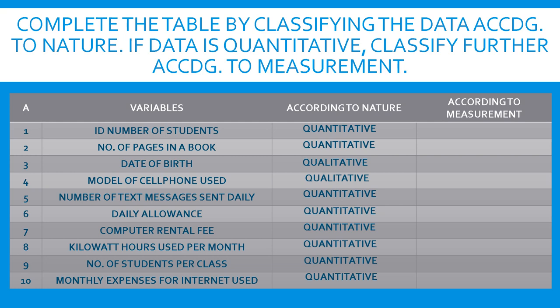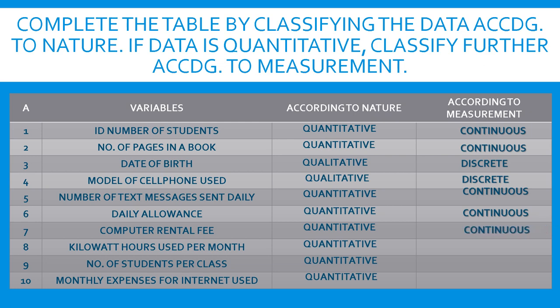So, you only have one answer for qualitative. So, it's continuous. It's discrete. We have two. Okay, then we have continuous. All the data according to measurement, if it is quantitative, it's continuous. And under qualitative, we have discrete. Okay, any questions? You may ask your questions and write them down in the comment section. And we'll try to answer those next meeting.